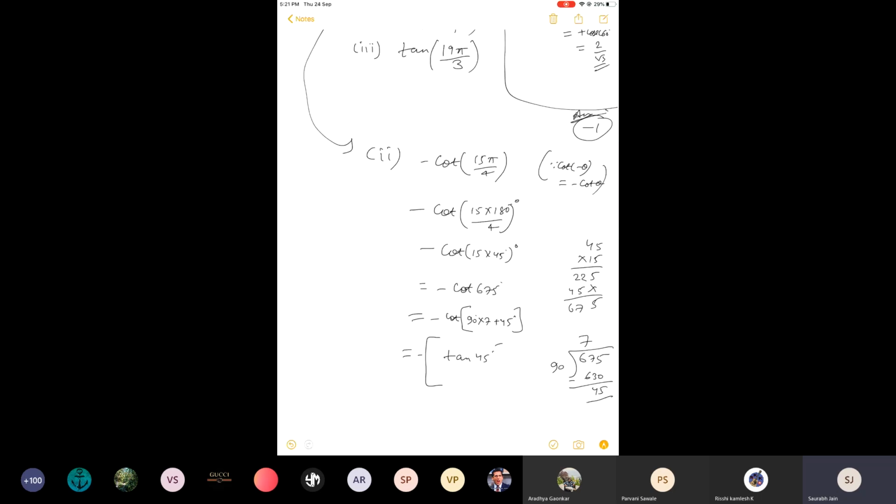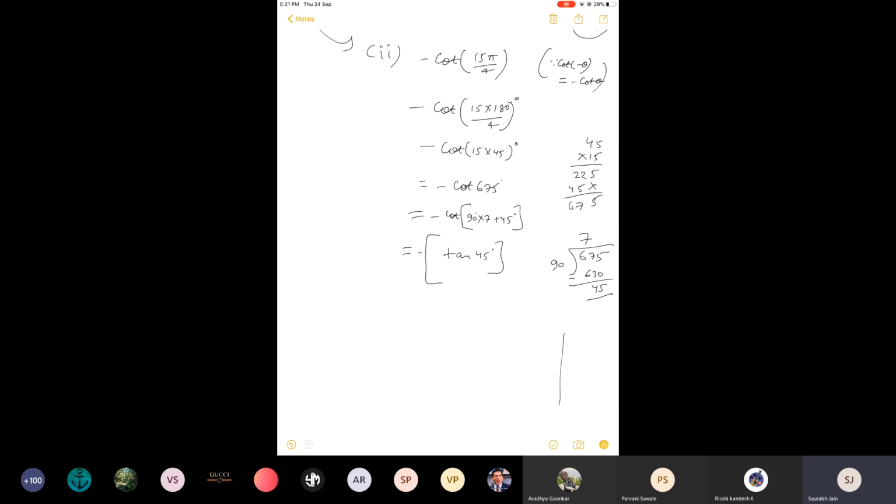And the important thing is, in which quadrant is it? So let us see. 7 rounds of 90: first round, second round, third round, fourth round, fifth, sixth, seventh. The seventh round is finished at the negative y-axis, plus 45. Plus 45 means this is in the fourth quadrant. And in the fourth quadrant, cot is negative. So minus will be here, right? And minus was already there, so it will be plus tan 45 degrees, and that's why the answer will be 1.